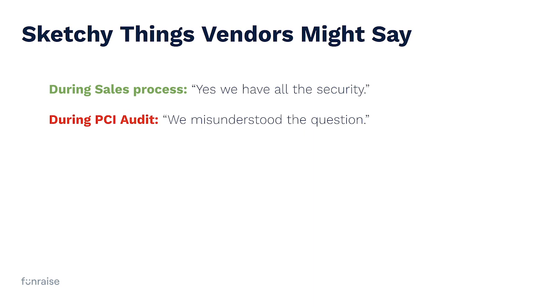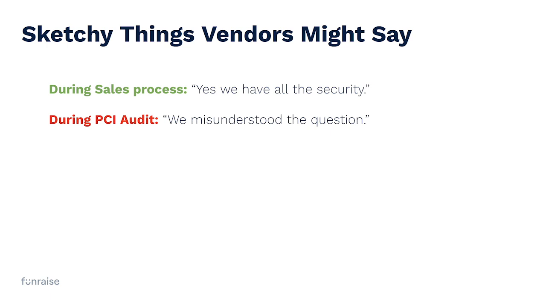I've heard this one before from customers that have come over to us during the sales process. It's, yes, we have all the security. They'll buy the software and then they'll end up with an audit or some fraud or something like that. And there's a bunch of questions from Visa or the banks or so on. And they'll go back and the vendor will say, oh, we misunderstood the question, or maybe we weren't quite PCI compliant.